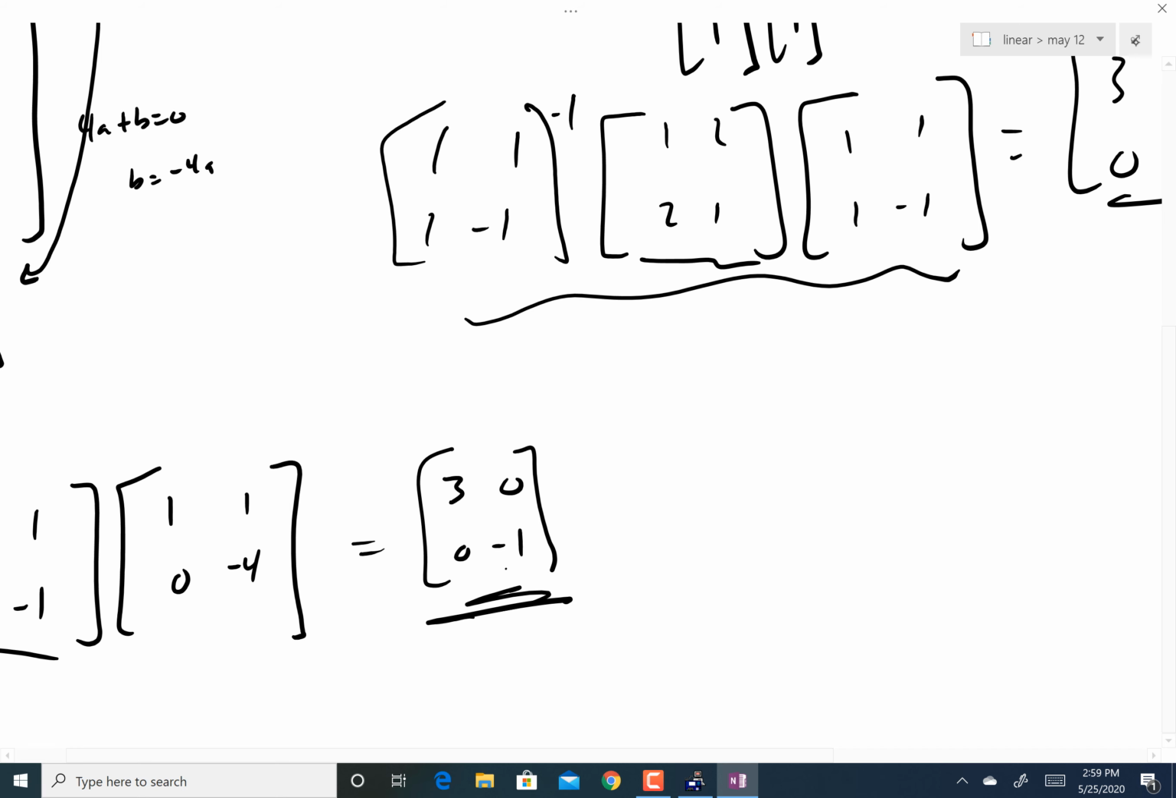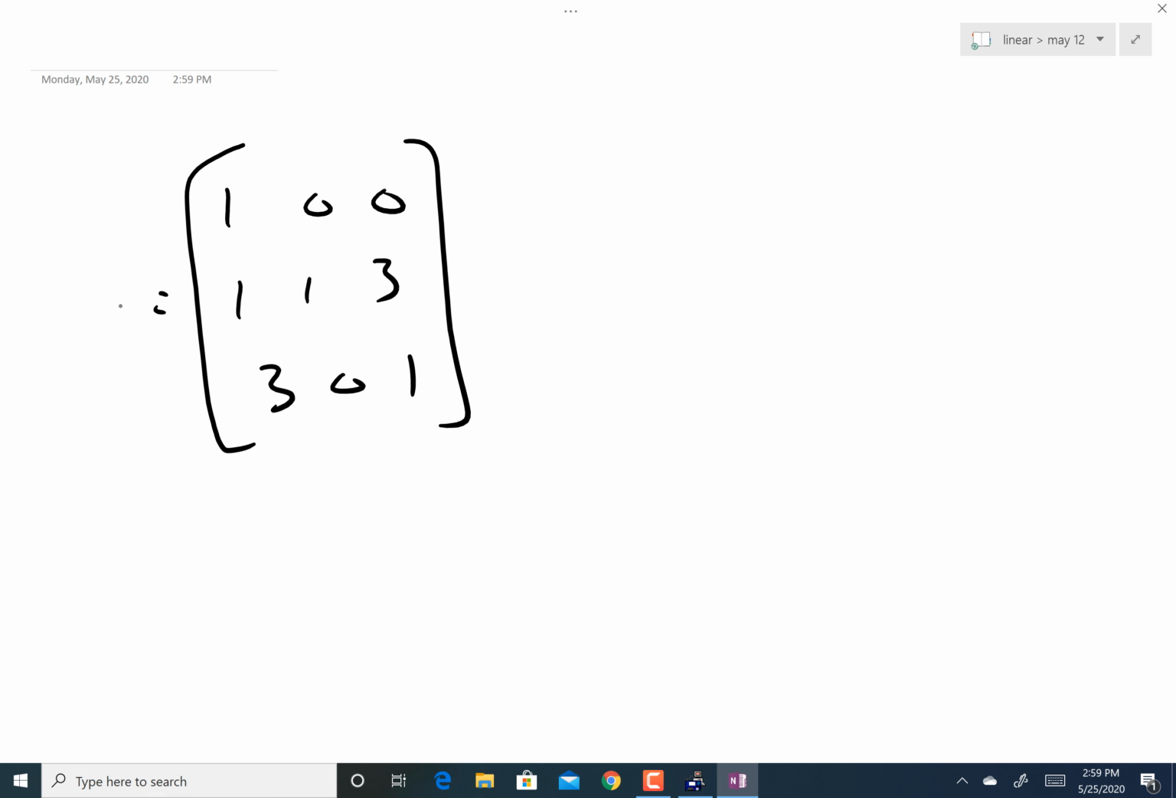Okay, I'll do another one here as an example. It's number 12. I think you'll find 1, 0, 0, 1, 1, 3, 3, 0, 1. This is my A matrix, and I would like to write it in the form P inverse A P equals D, okay?